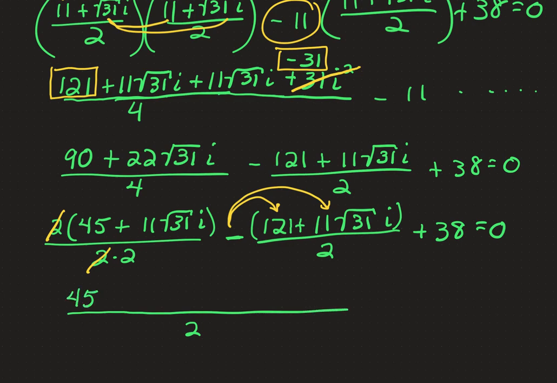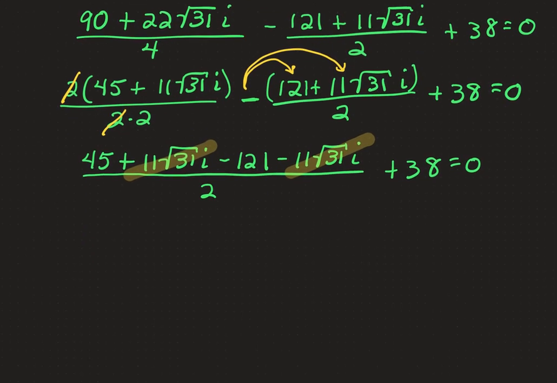So I have 45 plus 11 square root of 31i. Subtracting the second term has no effect on the signs of the first. So a negative 121 minus 11 square root of 31i is what I get when I distribute that negative. Oh, and look at what conveniently happens. A positive 11 square root of 31i and a negative 11 square root of 31i add to be 0. And now I can move on and just write out 38 here.